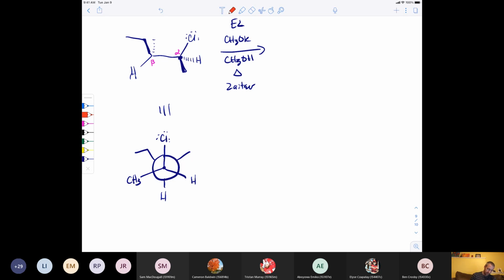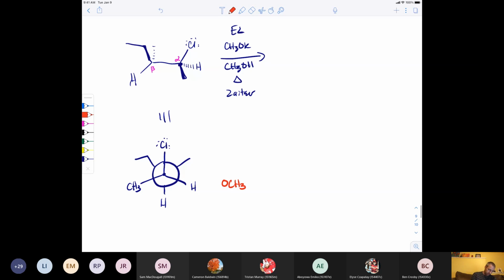So we can do the elimination either down here. Let me make that blue so I can be consistent. OCH3 negative charge will take the beta hydrogen. That'll come up here. That'll come off. Or if you drew it up top here, it'd be CH3O minus, remove the beta hydrogen. That comes off and that comes off.